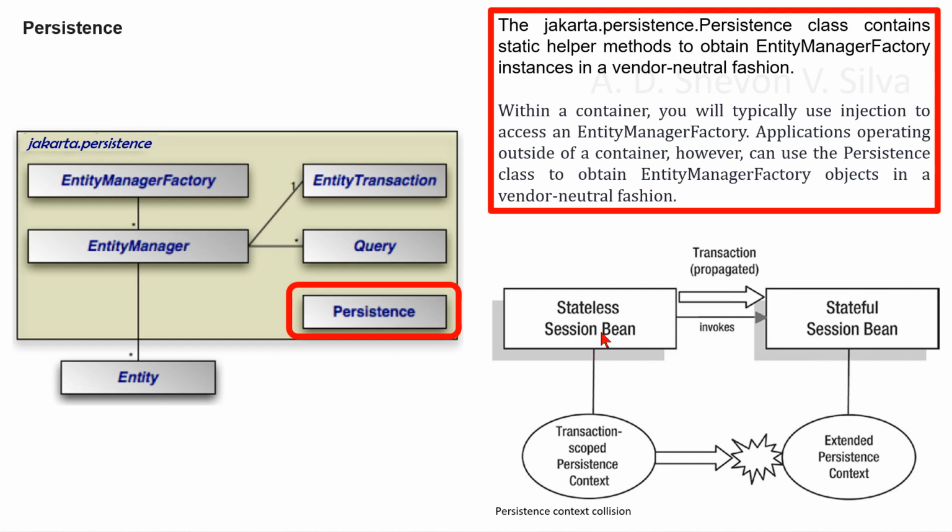Here you can see a stateless session bean with a transaction connected to a stateful session bean via invokes and transaction propagated. Here the stateless session bean interacts with the transaction scoped persistence context, and here the stateful session bean interacts with the extended persistence context. Here you can see the collision.